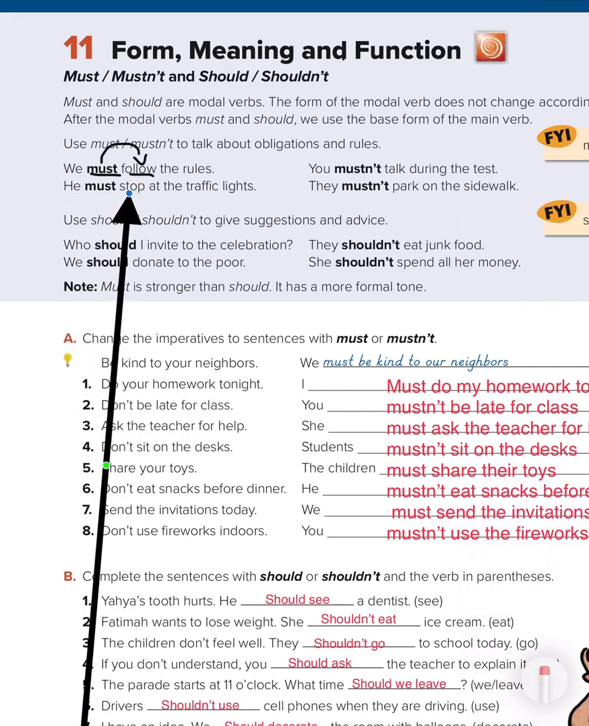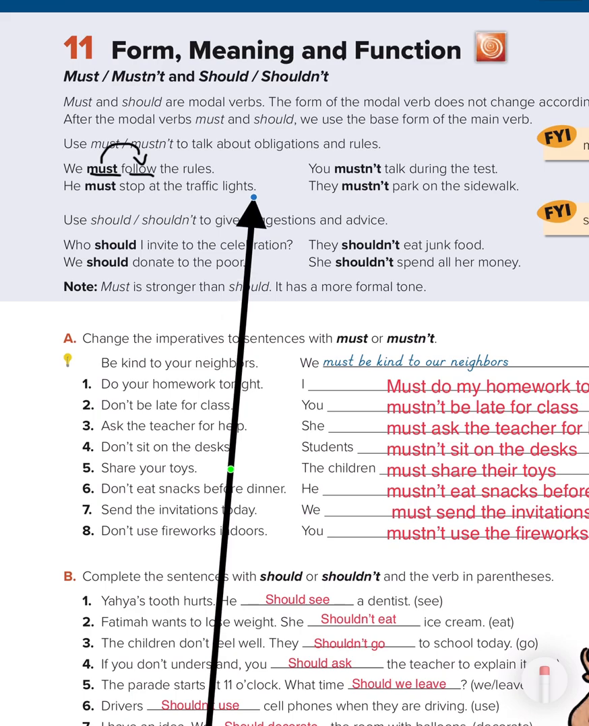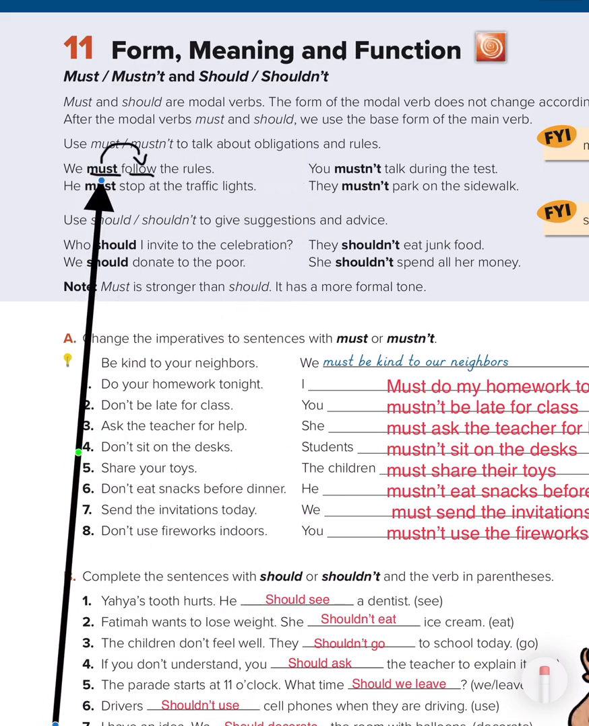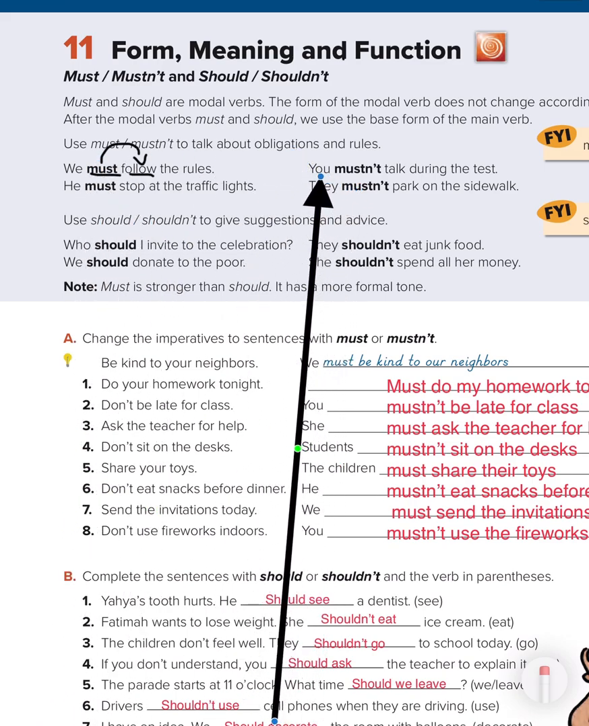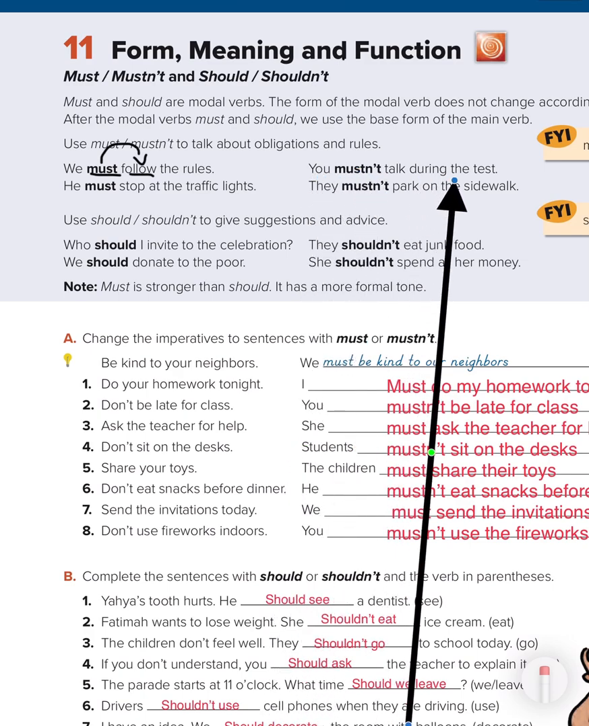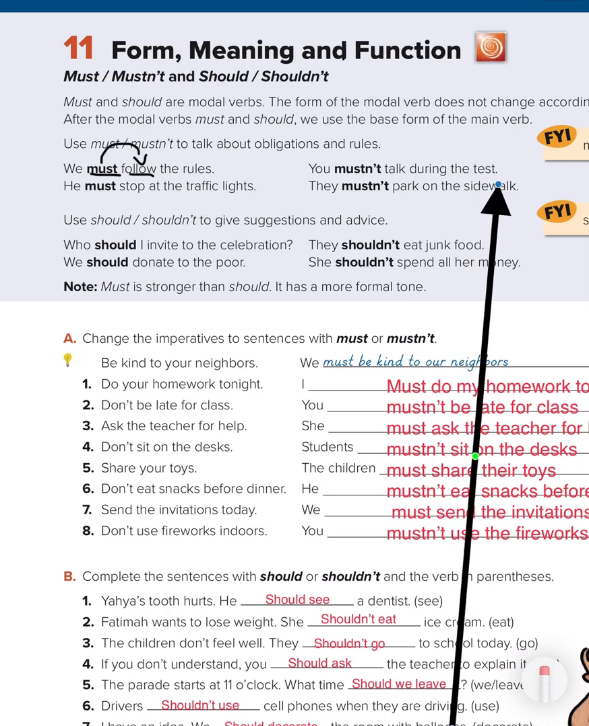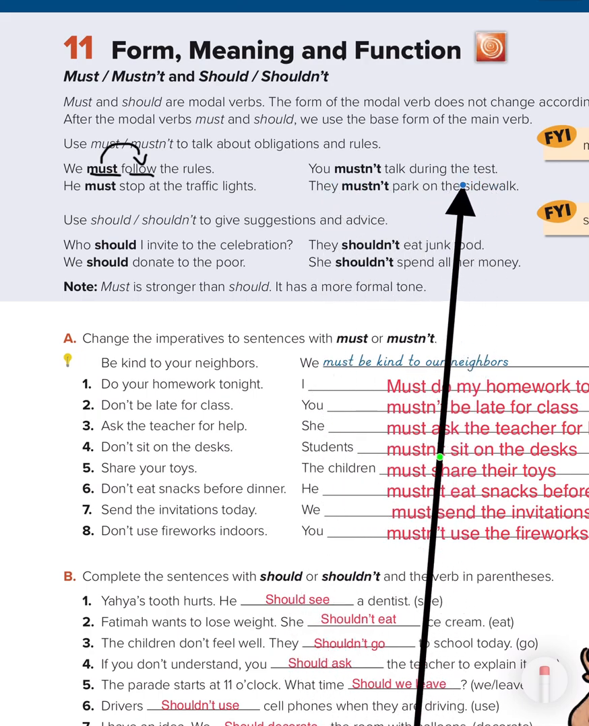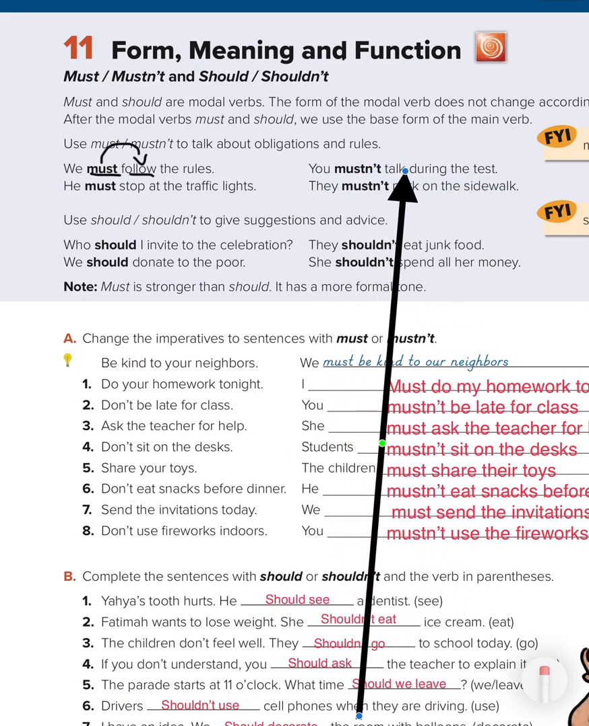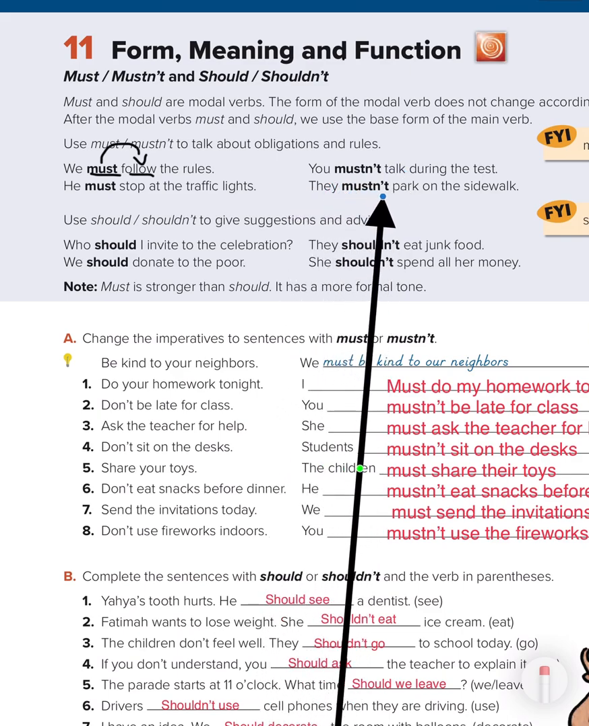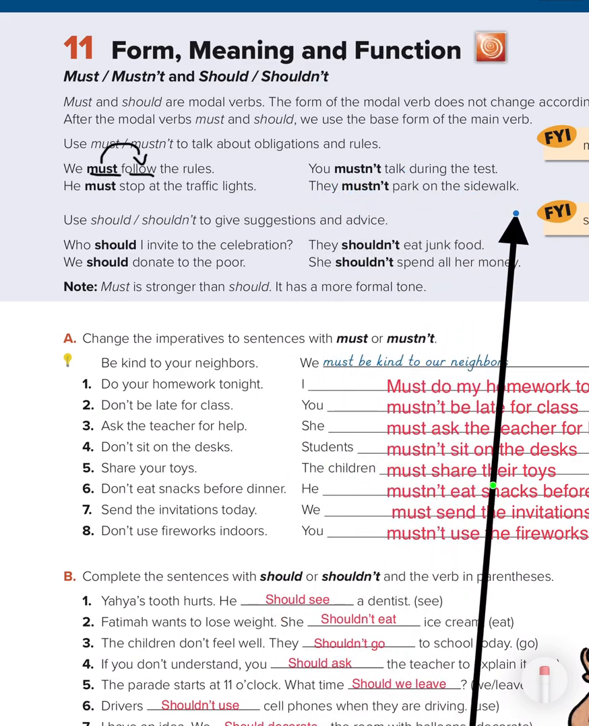He must stop at the traffic lights. This is affirmative, a plus. The negative, you can see: you mustn't talk during the test. You mustn't talk during the test. This is a negative. Mustn't talk. They mustn't park on the sidewalk, and so on.